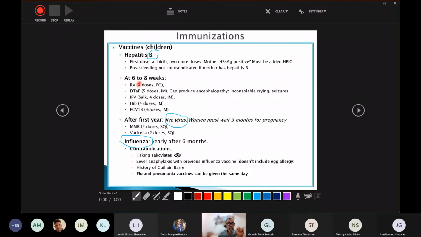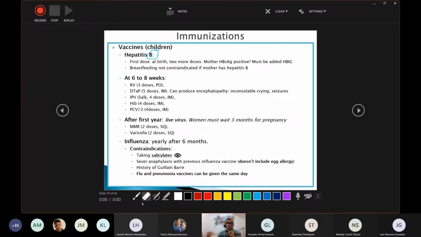The others are DTaP, diphtheria, tetanus, acellular pertussis, the inactivated poliovirus, Haemophilus influenzae B, and the pneumococcal conjugate vaccine with 13 serotypes. I call this the 13, which is the pneumonia vaccine given to children. It's important to remember that because in adults, when you reach 65, you will receive it again, plus another one, the 23. So you receive the 13 and the 23. That's it, you need to know that those vaccines are given.